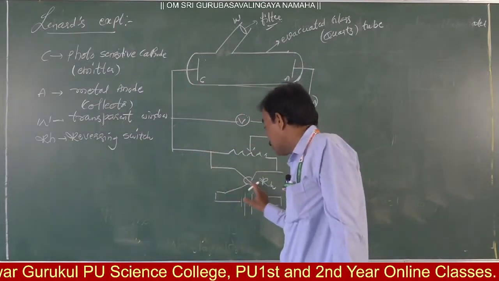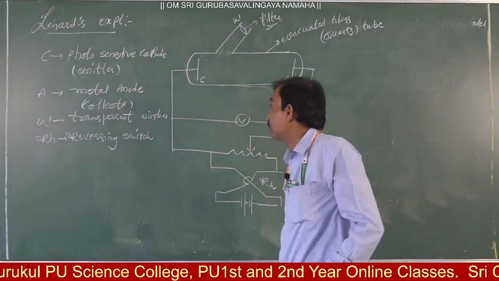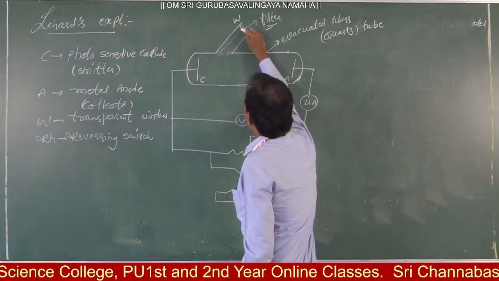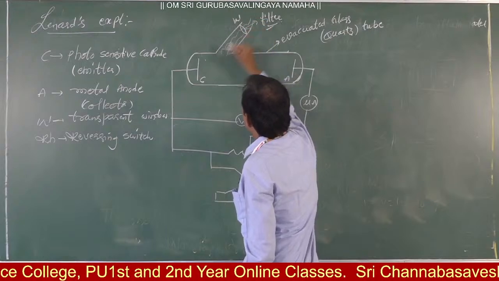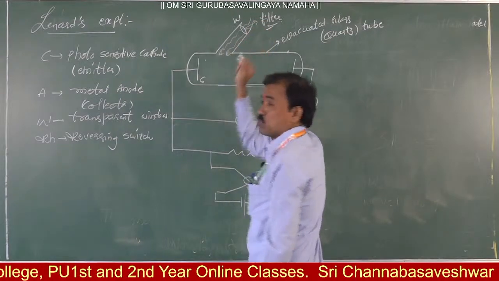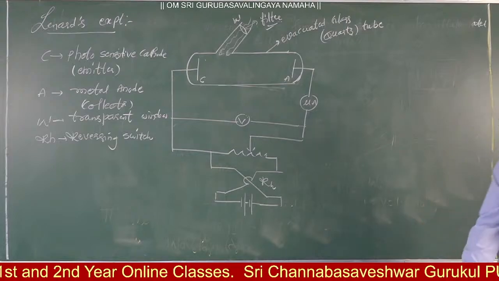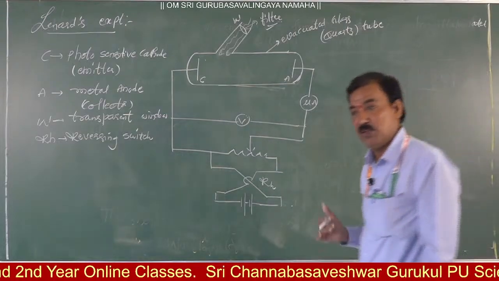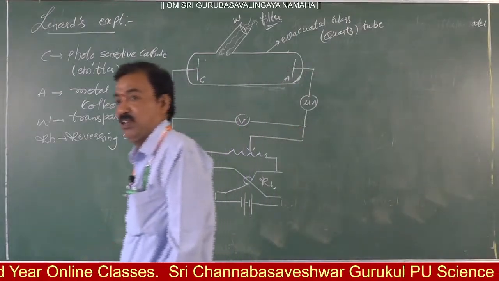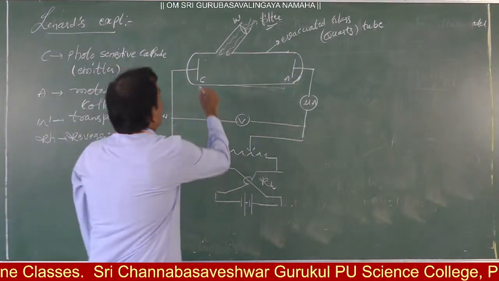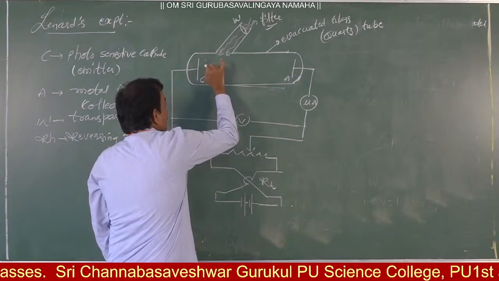So that is a reversing switch also, reversing switch only here. Suppose here, whenever a suitable frequency of the light, a suitable frequency of the electromagnetic radiation, is incident again on this cathode metal surface only.